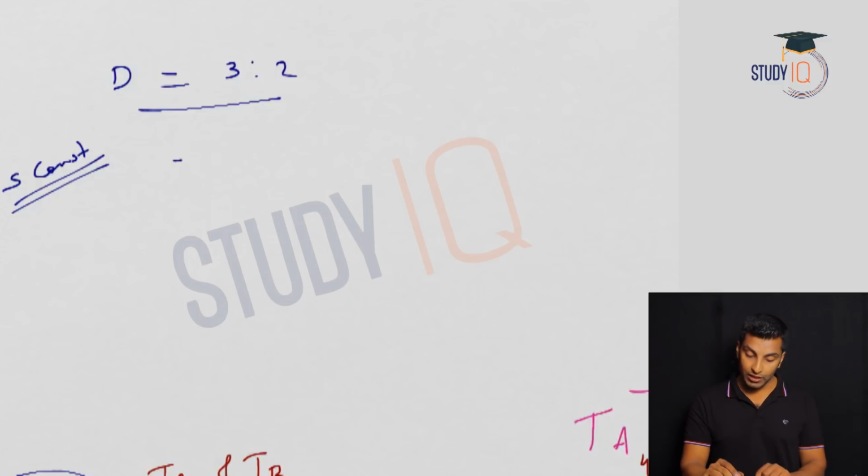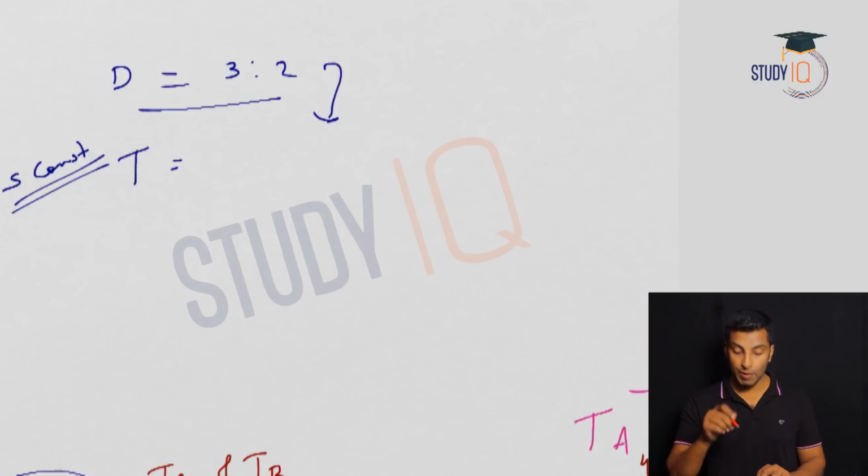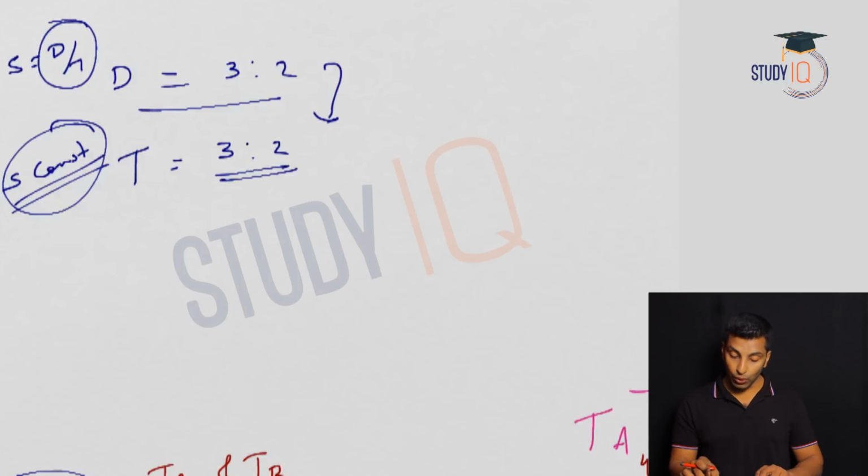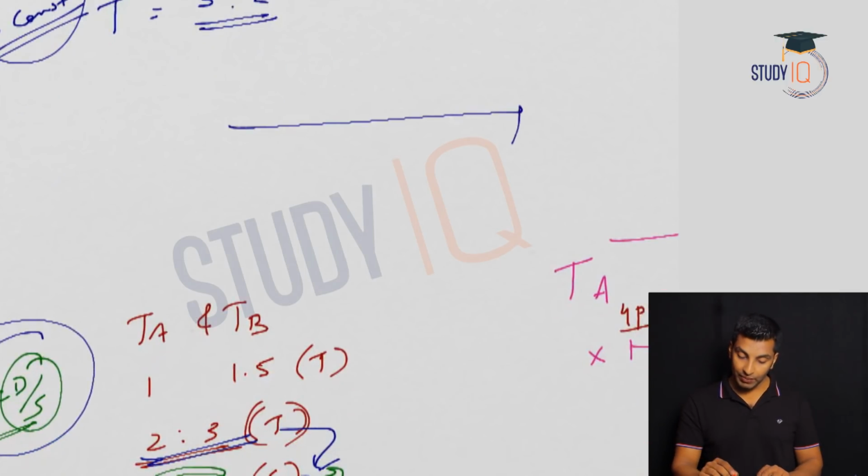So what will happen is distance ratio and time ratio will be directly proportional when speed is constant. Why? Speed is equal to distance by time, so these two are directly proportional. So time ratio you can write as 3:2. If you want to calculate the time, you can do the same thing. 1, 2, 3, 4, 5: you make 5 divisions. So the time taken will be 3/5 of t, and this person will be 2/5 of t.